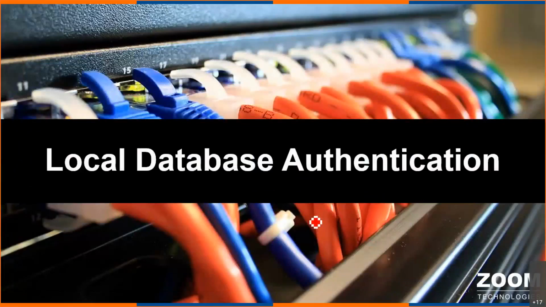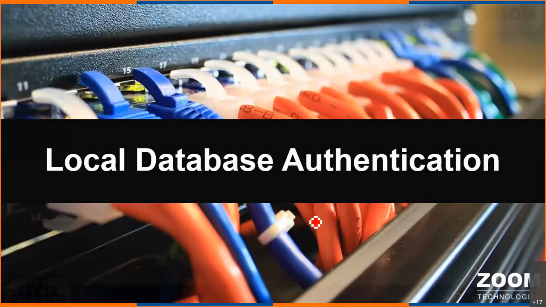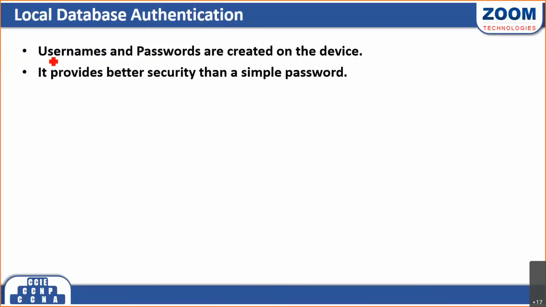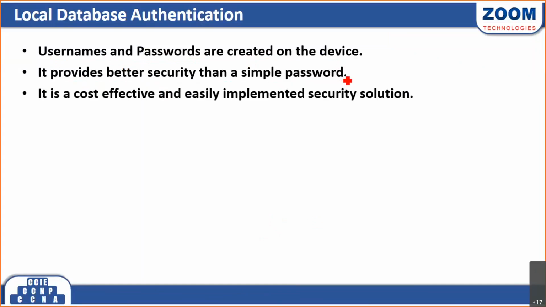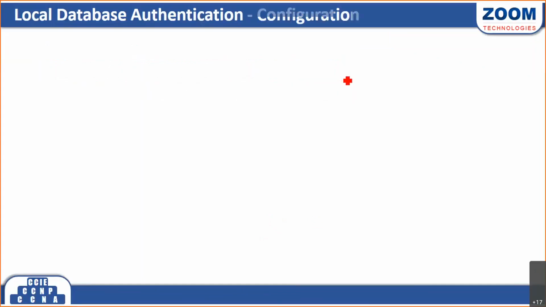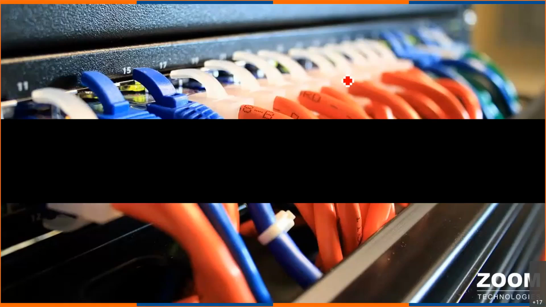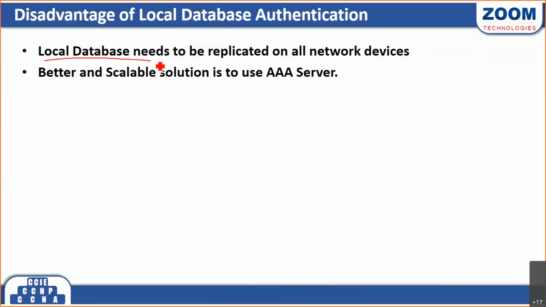So we have a problem in local database authentication. What is it? Usernames and passwords are created on the device. It provides better security than a simple password, but the problem is what? Implementing it in multiple services, multiple routers need to be configured. That is, the local database needs to be replicated in all network devices. A better and scalable solution is to use what?